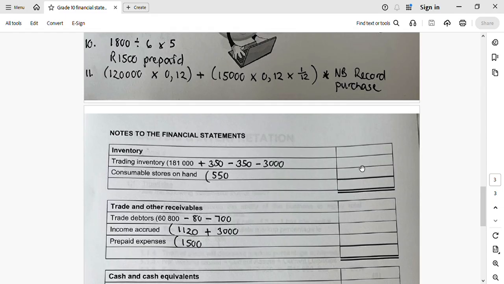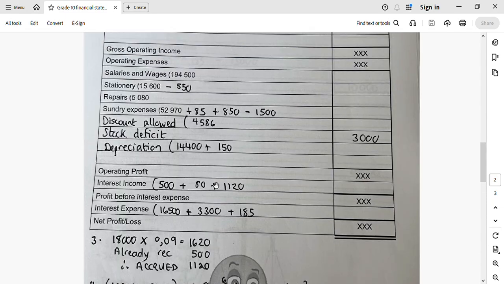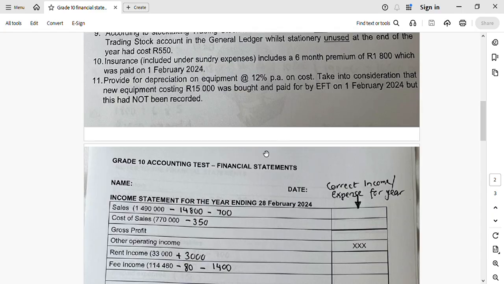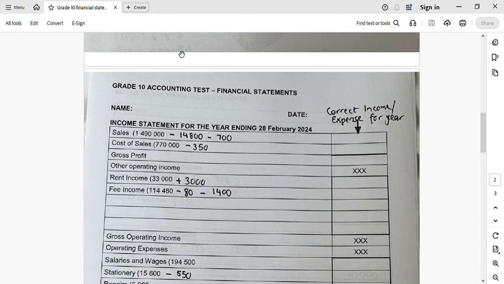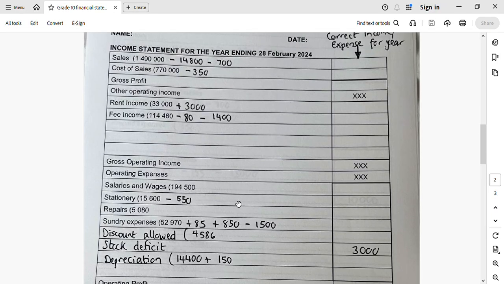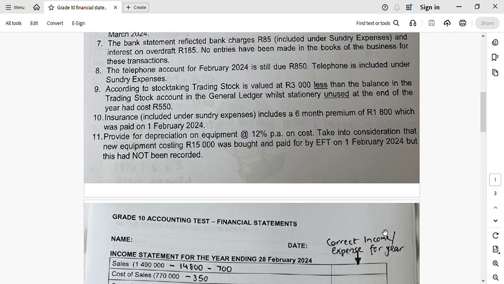And then we also had unused stationery, I think it was. So that's going to be consumable stores on hand. Let's just check what it was for. Yes, stationery unused at the end of the year costs 550. Ask yourself the question, when am I going to use that stationery? And if you've got it on hand on the 20th of February, you're only going to use it next year. In other words, you bought more stationery than you've actually used, so the unused portion will get subtracted here. That's the 1,500. Don't forget, the amount that comes in here for stationery is the stationery that was actually used.